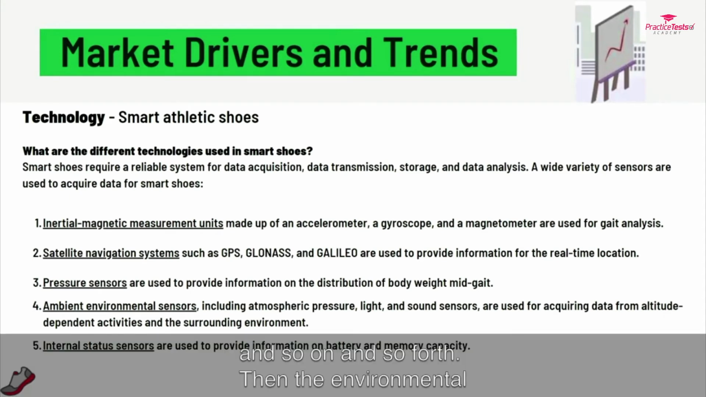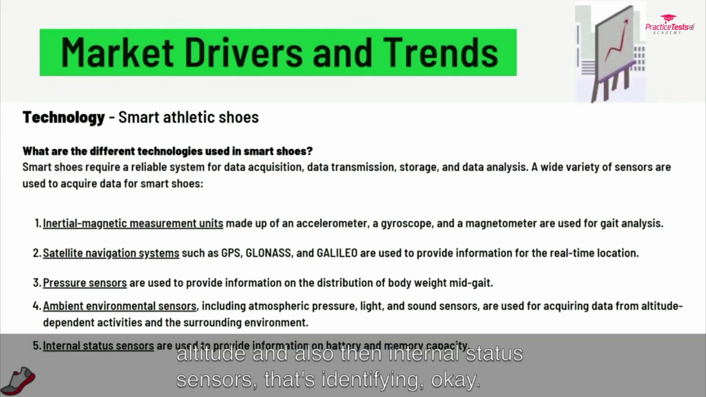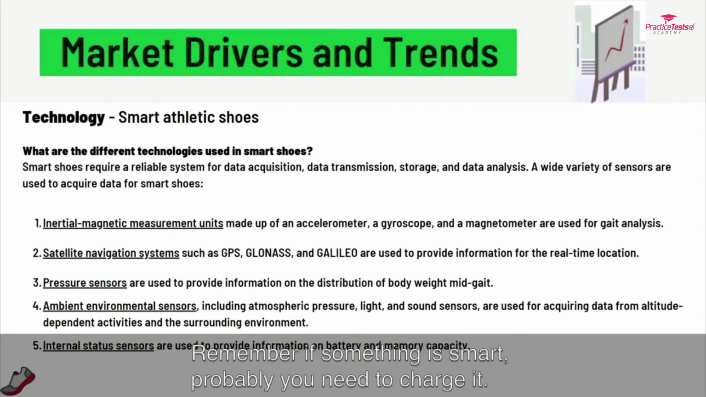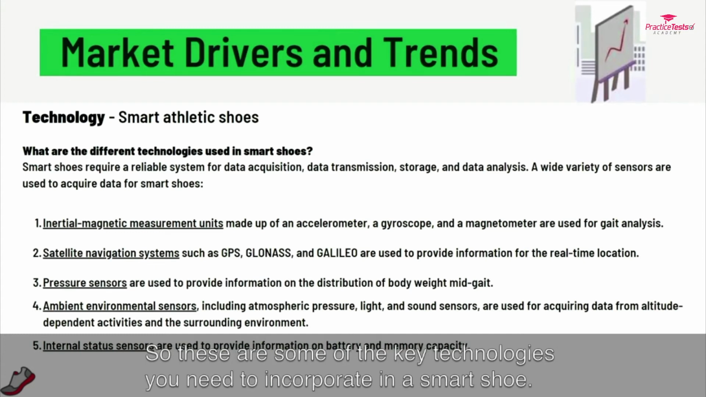Then the environmental sensors should be able to measure the light, sound, atmospheric pressure, altitude, and also then internal status sensors. Remember, if something is smart, probably you need to charge it. So whether the battery is low, whether the memory is full. So it has internal status sensors too. So these are some of the key technologies you need to incorporate in a smart shoe.